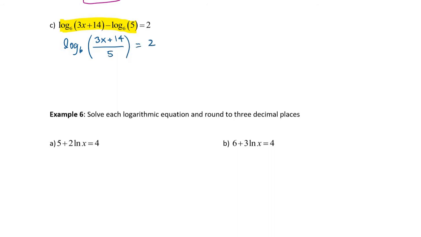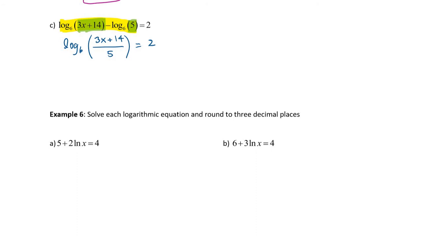Be careful here that you've written it in this way. The parts of the log that are in the parentheses, those are the things that are getting divided. It's not the same as log base 6 of 3x plus 14 divided by log base 6 of 5. So it's just one fraction with one log, not 2 logs in a fraction. Those are different things.